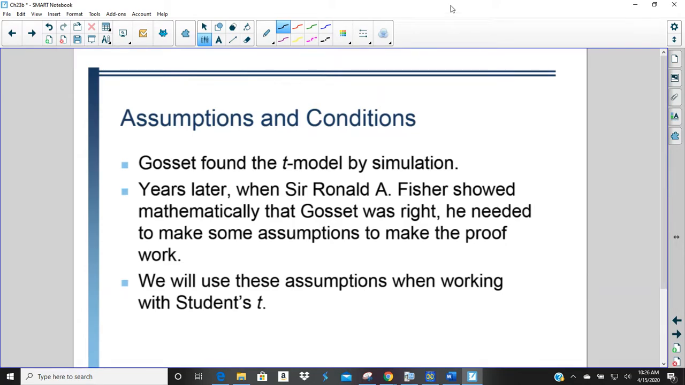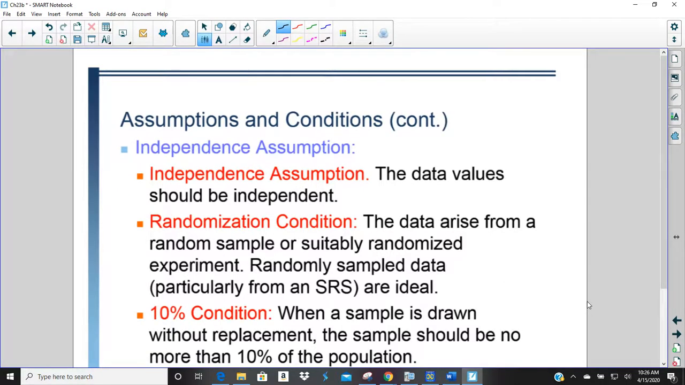So we talked about Gossett yesterday, the guy from Guinness who created the T model, and Sir Ronald Fisher. He was an economist who received the Nobel Prize. He actually mathematically confirmed and gave us the true way that we do it in statistics with the T model. So there's a few similar assumptions, and then there's just one that's different.